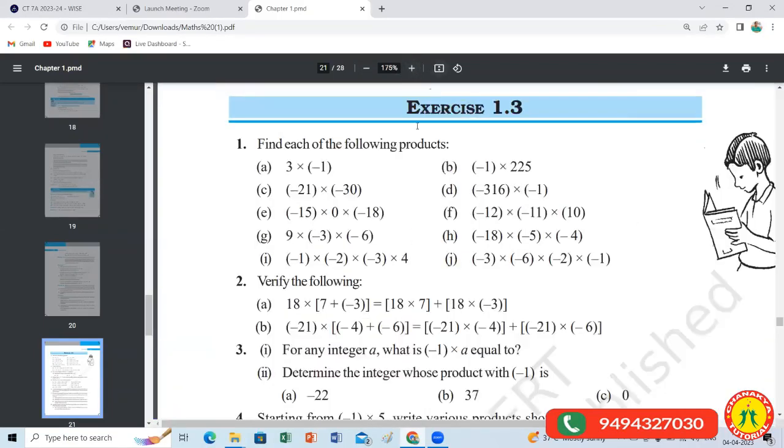Kritvik, please try to follow. Once again, we will revise the things. Multiplication of integers follows certain rules, just like addition of integers follows rules. Please learn the rules.